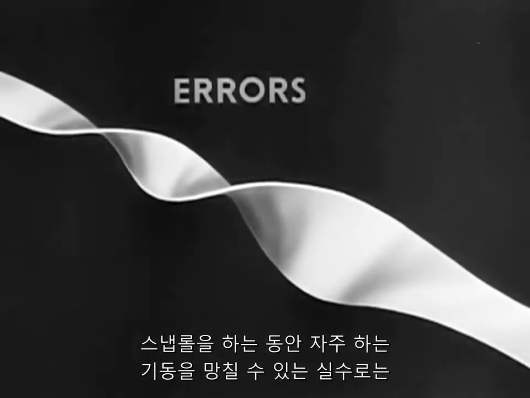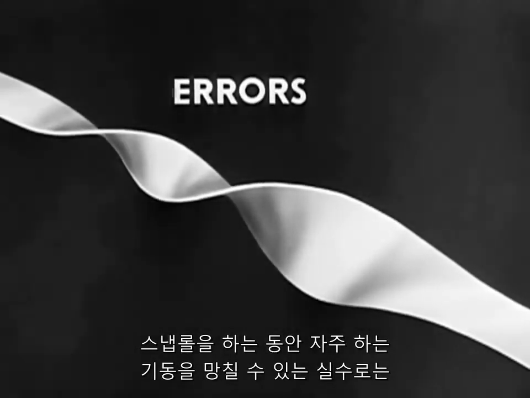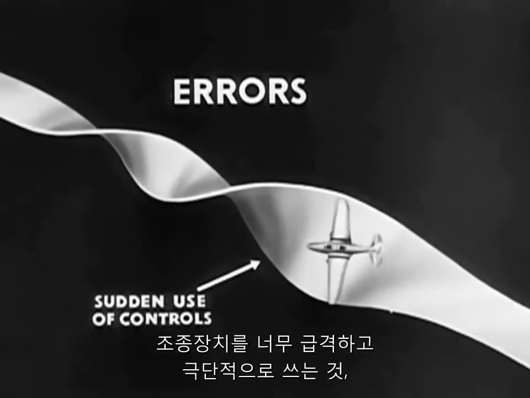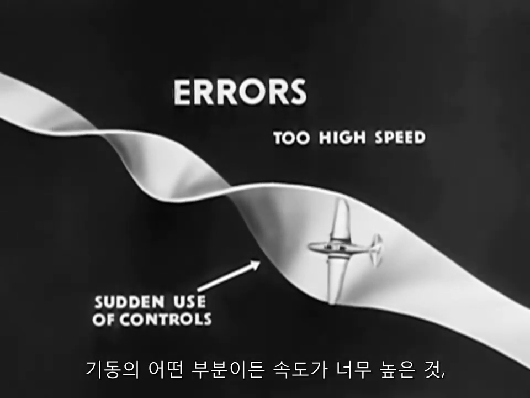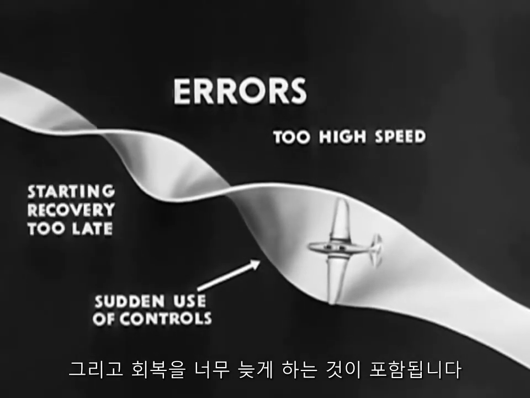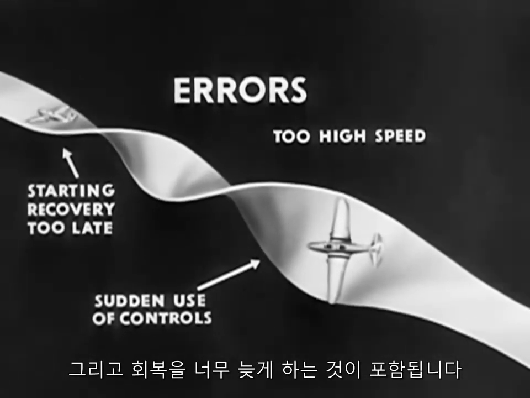In making snap rolls, the more common errors which may spoil the maneuver include too sudden and extreme use of the controls, too high speed during any part of the maneuver, and starting the recovery too late.